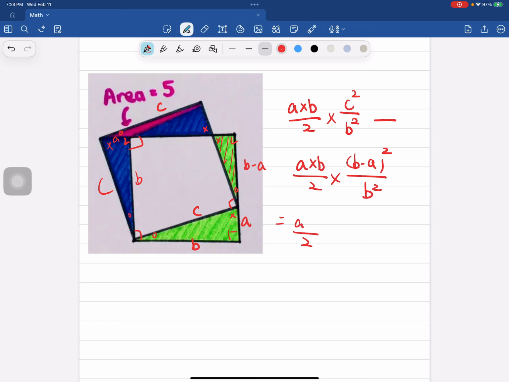Okay, so let's simplify this equation right here. It's divided by 2 times C squared B squared plus 2AB minus A squared. Okay, and we know that A squared plus B squared equals C squared here. So we can simplify this further. B squared equals A squared.